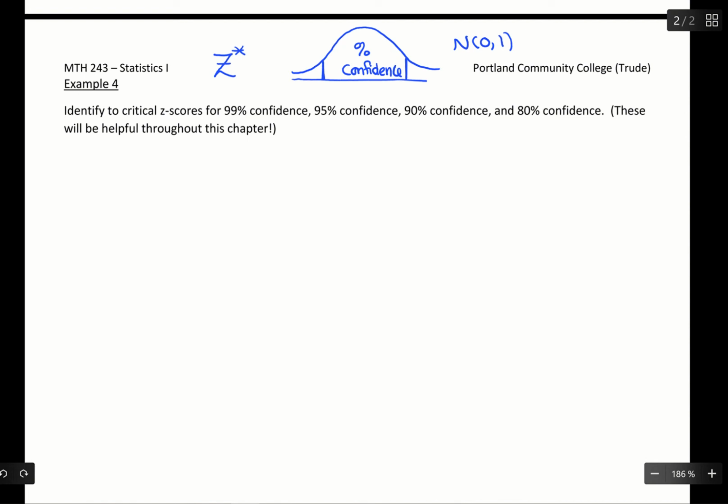So z-scores, and in terms of confidence levels, typically we'll always work with these 4 confidence levels: 99%, 95%, 90%, 80%. So once we find these critical z-scores here in this video, you can write them down, and they're the values that we'll keep going back to.